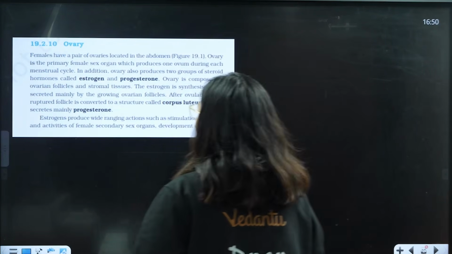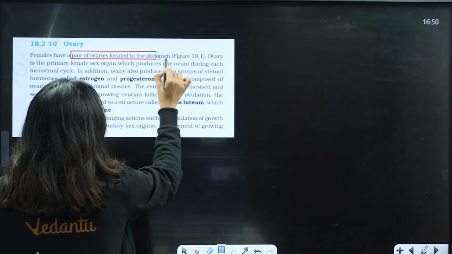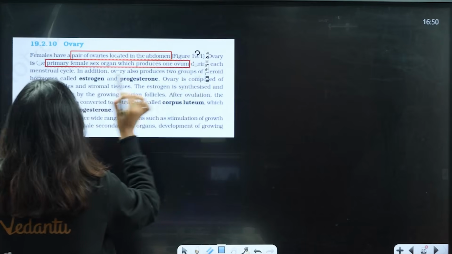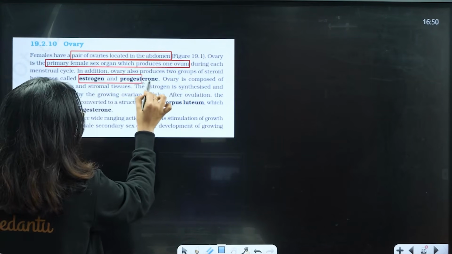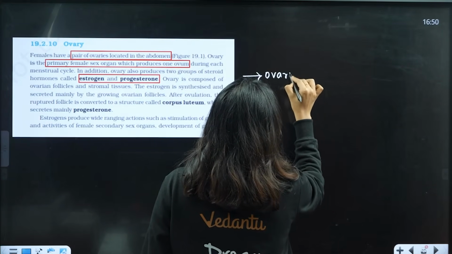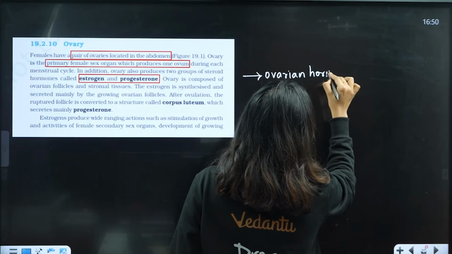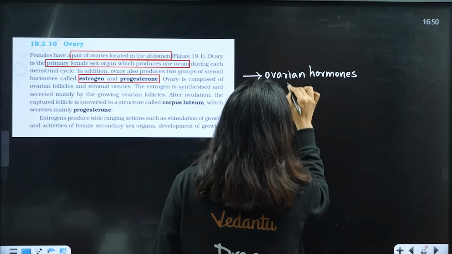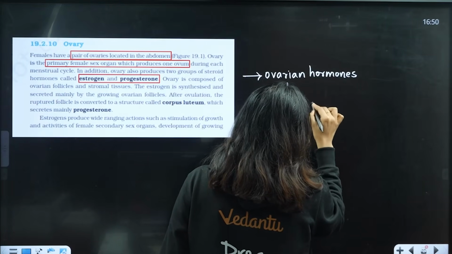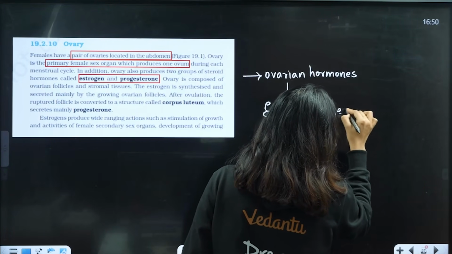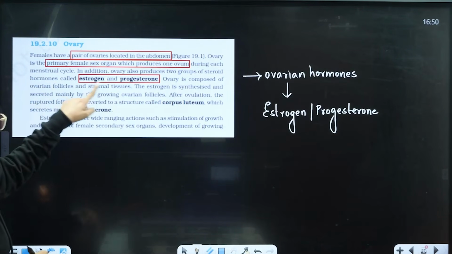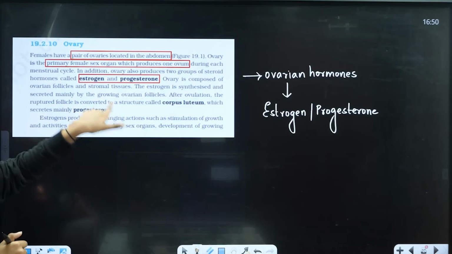Next one, students, is the ovary. Females have a pair of ovaries in the abdomen. Ovary is the primary sex organ which produces one ovum during each menstrual cycle. In addition, students, there are ovarian hormones. Always remember this. Ovarian hormones are your estrogen and progesterone. The ovary also produces two groups of steroid hormones, estrogen and progesterone.